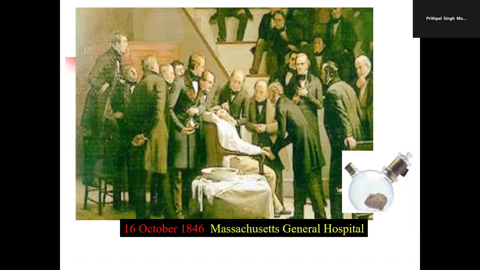Then there came a transformation, a transition, on 16th October 1846, which is celebrated as World Anesthesia Day. This is the Ether Dome in Massachusetts General Hospital, where a particular surgery was performed using a general anesthetic, and this is one of the landmark discoveries of the previous centuries.